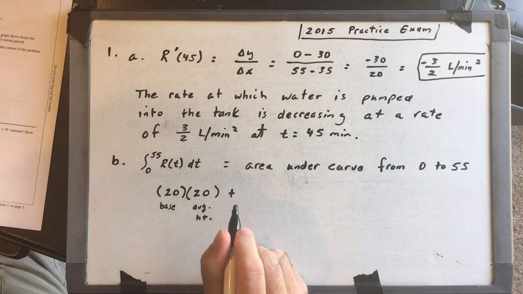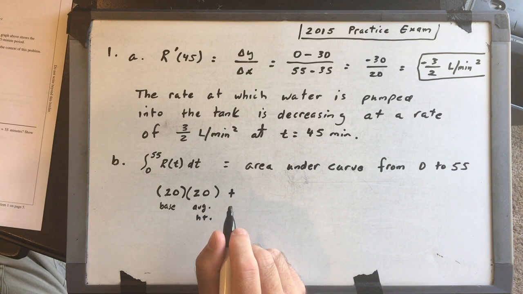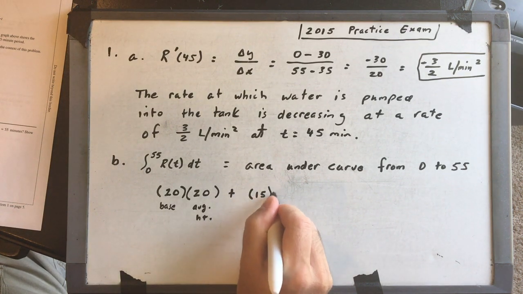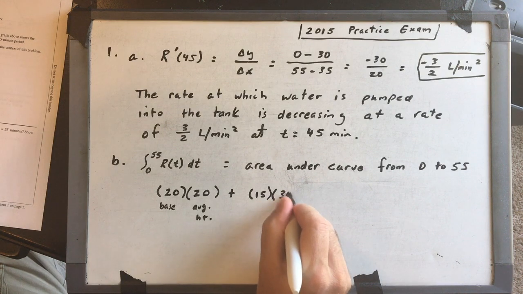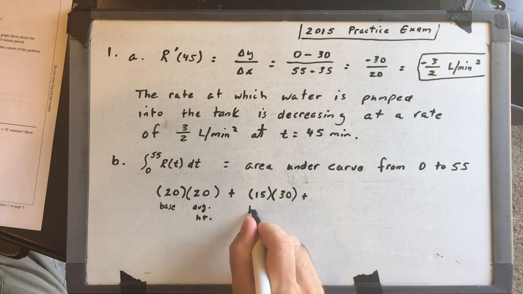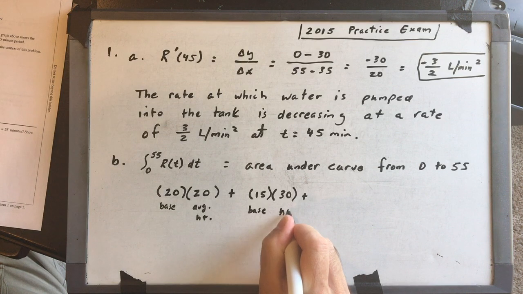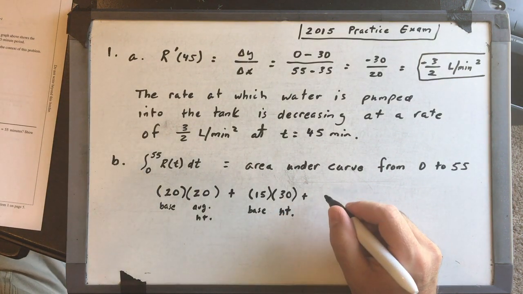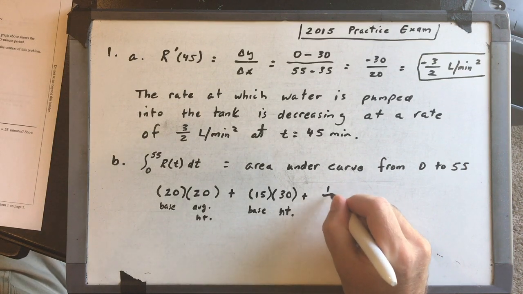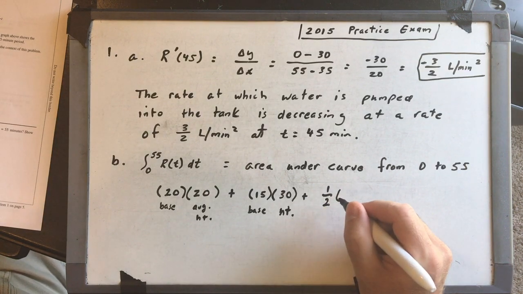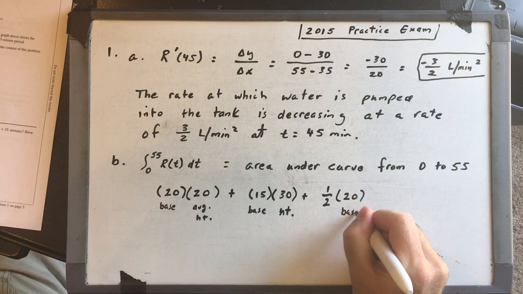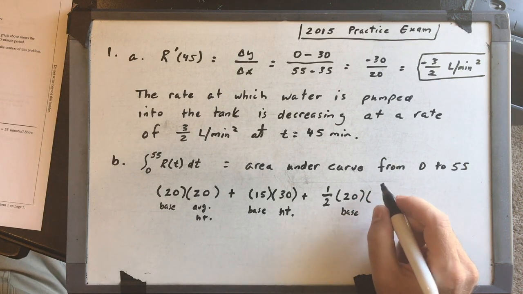And then you get from 20 to 35 a rectangle. So 20 to 35, the base is 15 and the height is 30. Now you don't have to write all this down on the 2020 test. I'm just doing that for you to help explain. And then the last part is the triangle. The triangle base goes from 35 to 55, so that's 20. And then the height of that thing is 30.